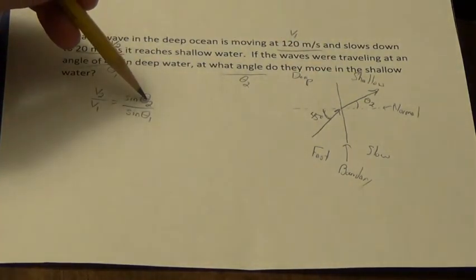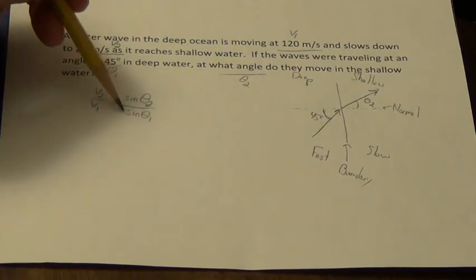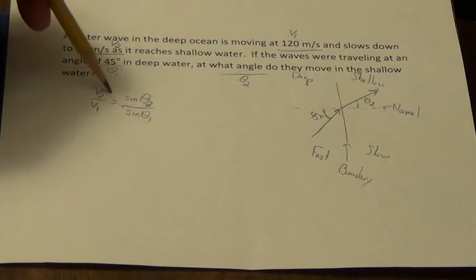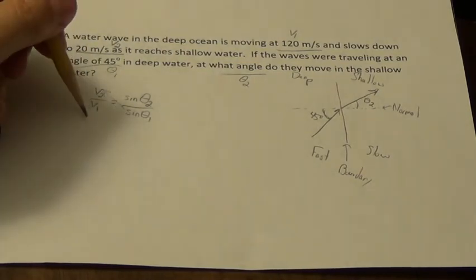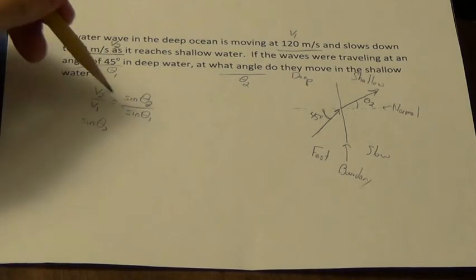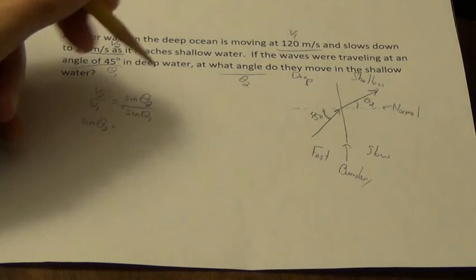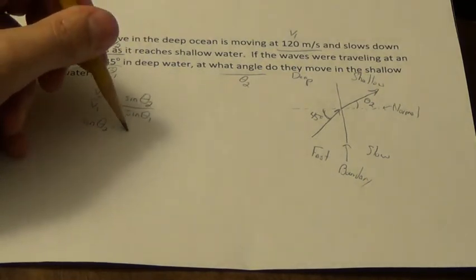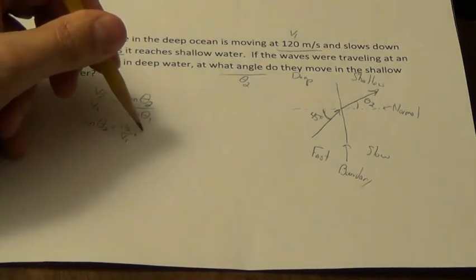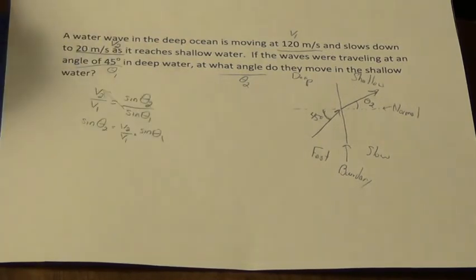We want to get angle 2 by itself. The first thing we can do is move its denominator. When we multiply it to move to the other side, that moves it up here. So we can say the sine of angle 2 is equal to this times this whole fraction. So that would be V2 over V1 times the sine of angle 1.